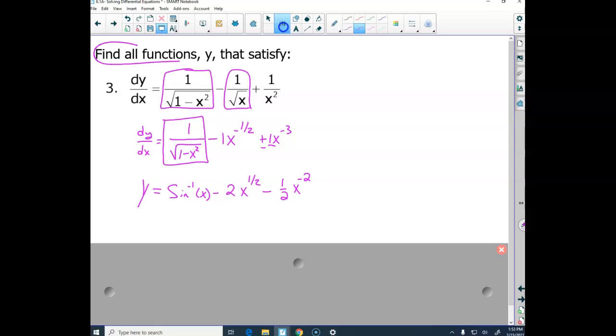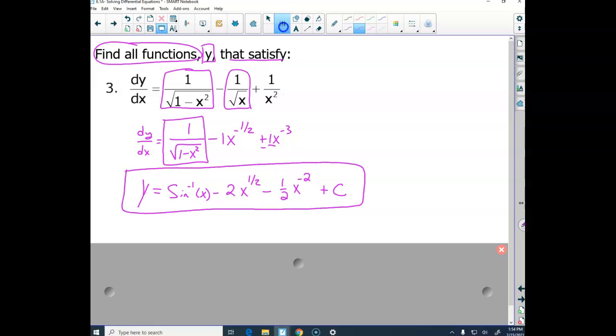And don't forget, I want all functions of y that satisfy this differential equation. And there's an infinite number of them that are vertically shifted. Okay, so then we get to there. You can leave it like that. Or you could say y equals the inverse sine of x minus 2 square root of x minus 1 over 2x squared plus c is another way to roll with that one there.